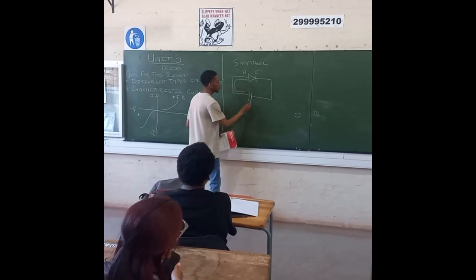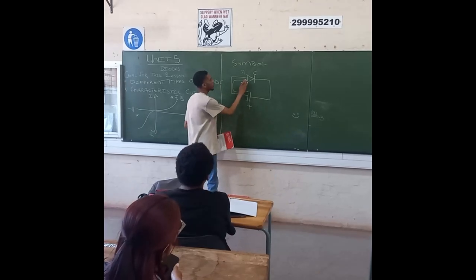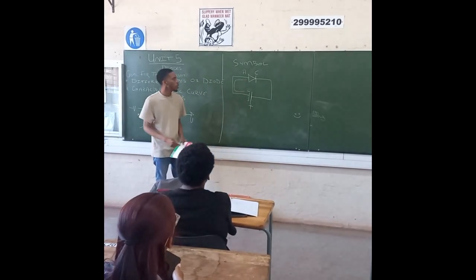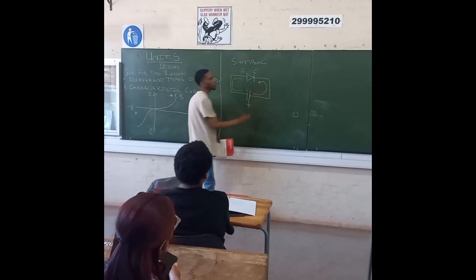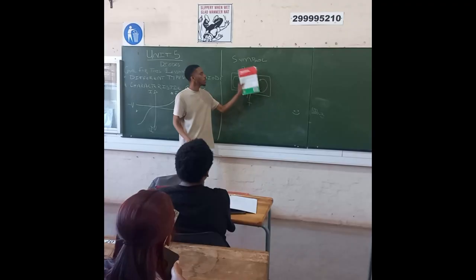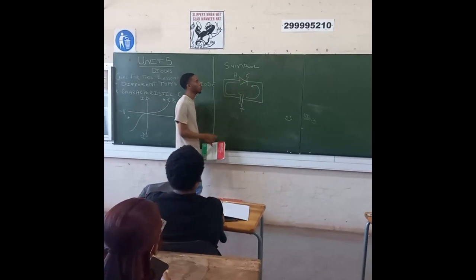So can you see this is negative, this is positive, right? So I'm going to reverse everything. Current flows from negative to positive, meaning it's going to go in that direction. So if it flows in that anti-clockwise direction, then can you see this is cathode, this is anode?